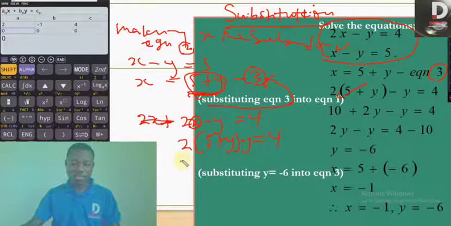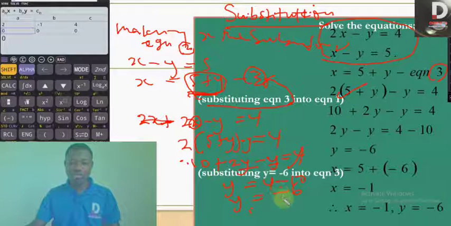So when I expand, I get what? 10 plus 2y minus y equal to 4. I group like terms. 2y minus y will give me what? y equal to 4. This is 10. When it comes over, it becomes what? Minus 10. Therefore, y equals what? Negative 6. So when I finish, I say substituting y equals minus 6, which is what is written here.